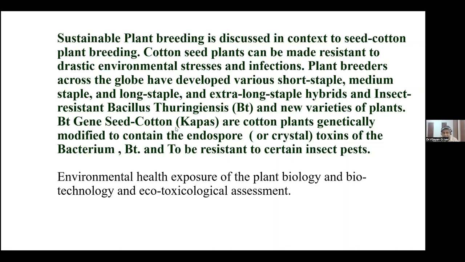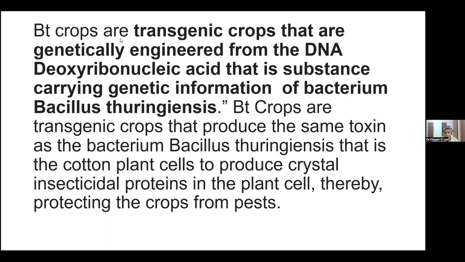BT genetically modified seed cotton, or cotton plants genetically modified to contain endospores. So these have considerable ecotoxicological effects, and this requires environmental health impact assessment. It is a systematic identification and evaluation of the potential environmental toxicological effects of the bacterium BT and of resistance to certain insect pests. So environmental health exposure of plant biology and biotechnology and ecotoxicology assessment has been done. BT crops are transgenic crops genetically engineered with DNA carrying genetic information of the bacterium. BT crops produce the same toxin as the bacterium Bacillus thuringiensis, and the seed cotton cells produce crystals, insecticidal proteins in the plant cell, thereby protecting the crops from pests.